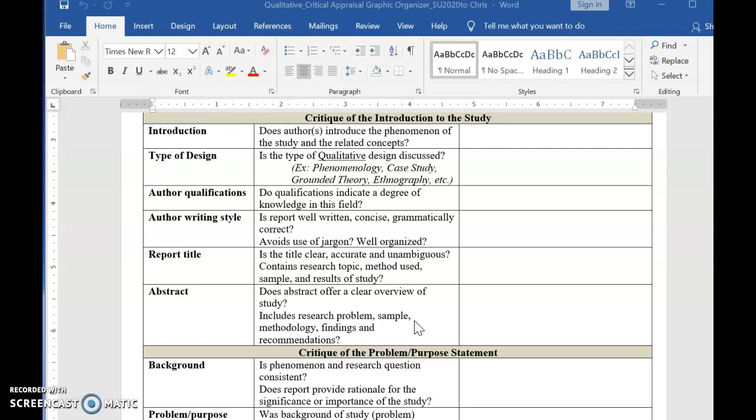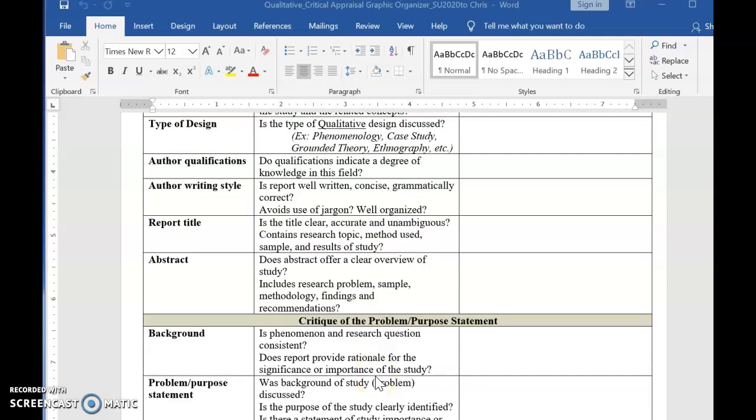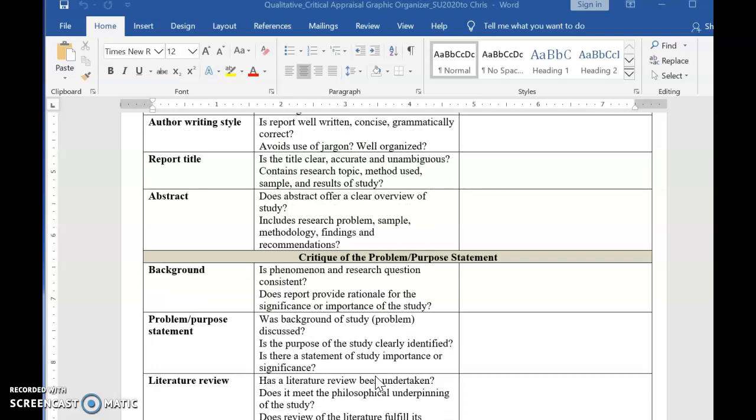But in the beginning of the article, where you're going to find this introductory part and the purpose and problem statements, those are not labeled with specific headers. They're usually just paragraphs in the very beginning of the paper. So to look now, we're going to look for the problem that the researchers are going to study, and we're going to look to see, is that phenomenon and research question consistent?